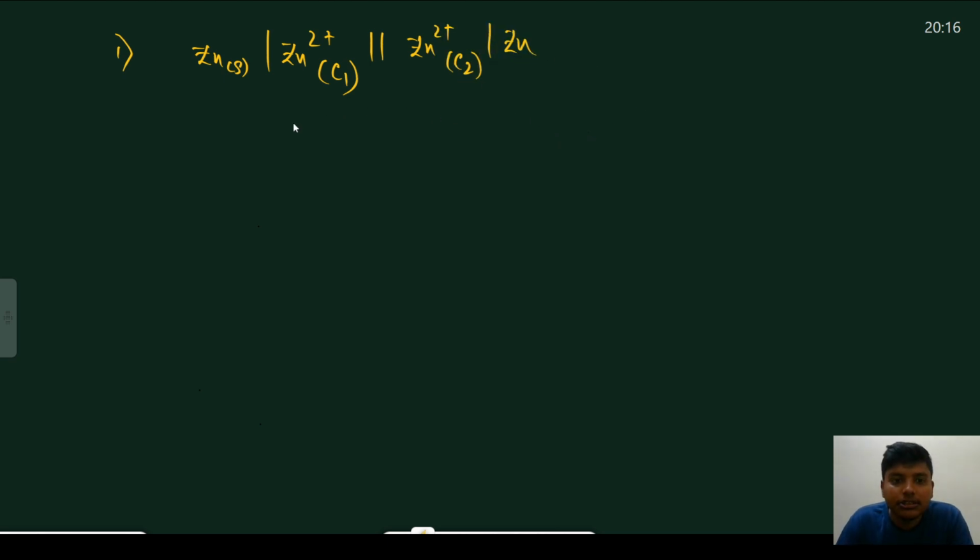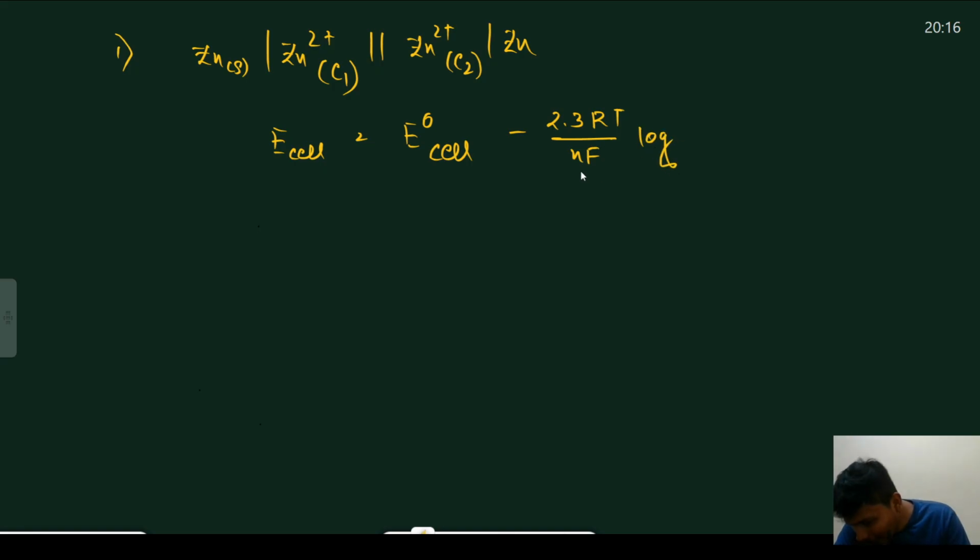Clear? So for this, what will be the E cell value? E cell equals E naught cell minus 0.059, or you can say directly 2.3 RT by nF, log of, tell me, C1 by C2 or C2 by C1? C1 by C2: oxidation anode by cathode. Yes or no? So C1 by C2. Clear or not? Yes, sir.